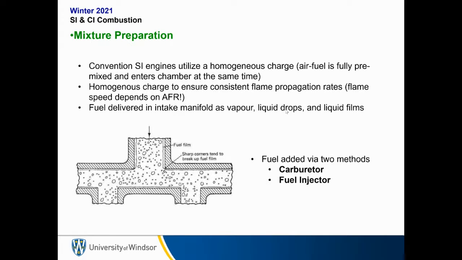Okay, so we talked about the combustion process with the fuel and air in the cylinder, but how do we get that fuel and air, and how do we mix it in the cylinder? So conventional spark ignition engines use what's called a homogeneous charge. That's air and fuel fully premixed, entering the chamber at the same time, to ensure consistent flame propagation rates. Because remember, flame speed depends on the air-fuel ratio.